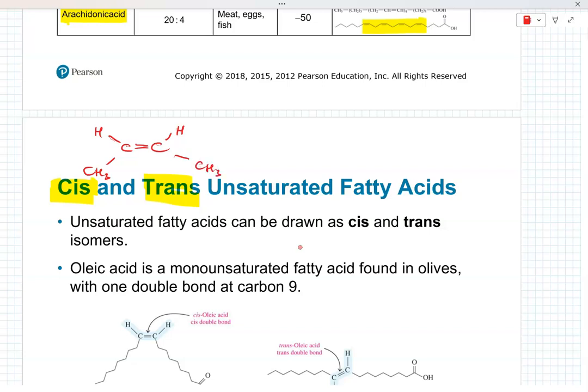So these hydrogens and these methyl groups, are they on the same side? Like hydrogens on one side, right? They're all together on top. Methyl groups are on the bottom. Is that a cis or is it a trans?